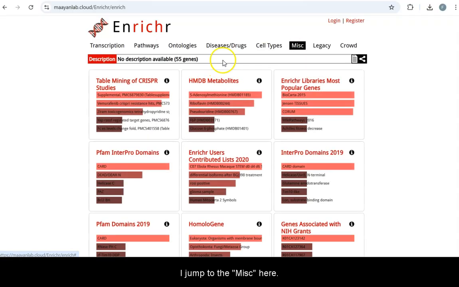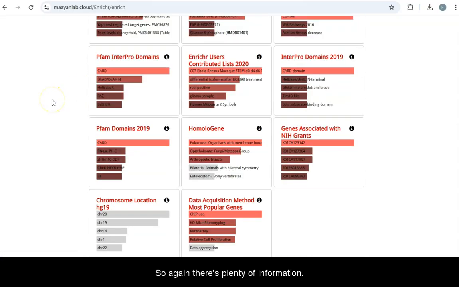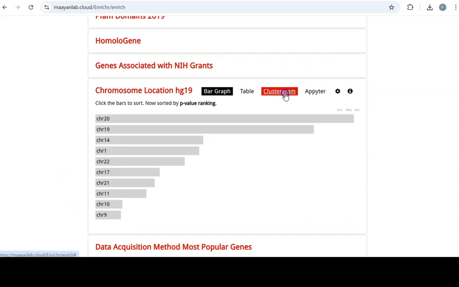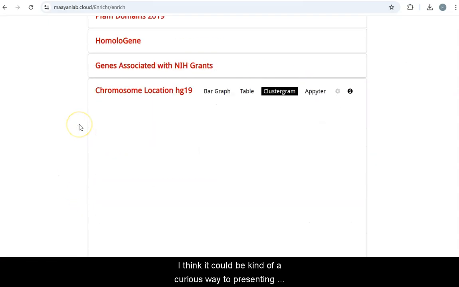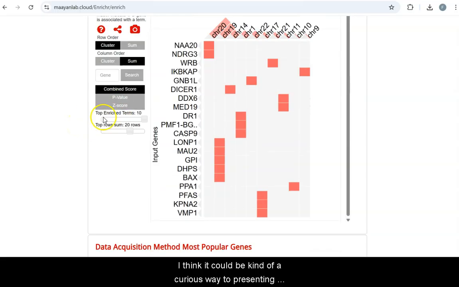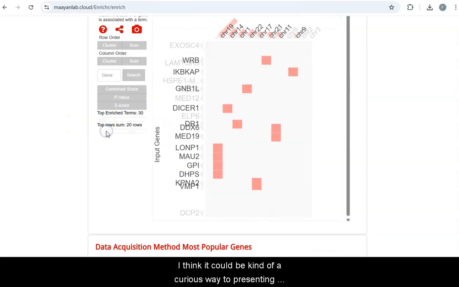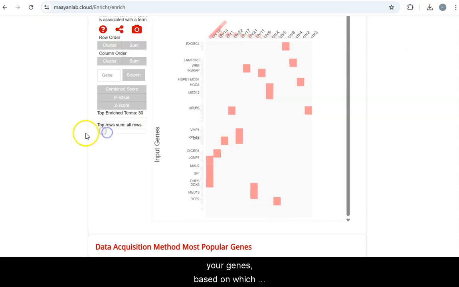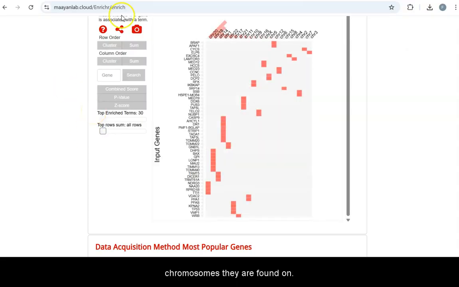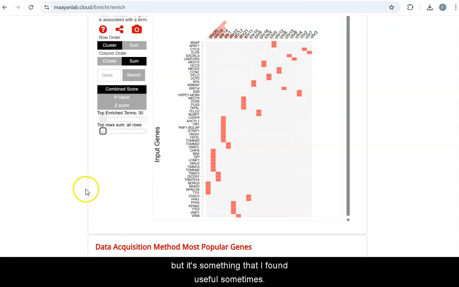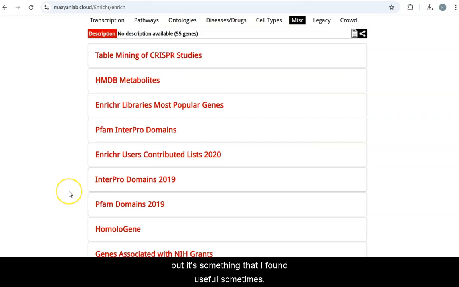I jump to the MISC here. So again, there's plenty of these. This one I've used some time. I think it could be a kind of curious way of presenting your genes based on which chromosomes they are found on. It may or may not be relevant for your project, but it's something that I found useful sometimes.